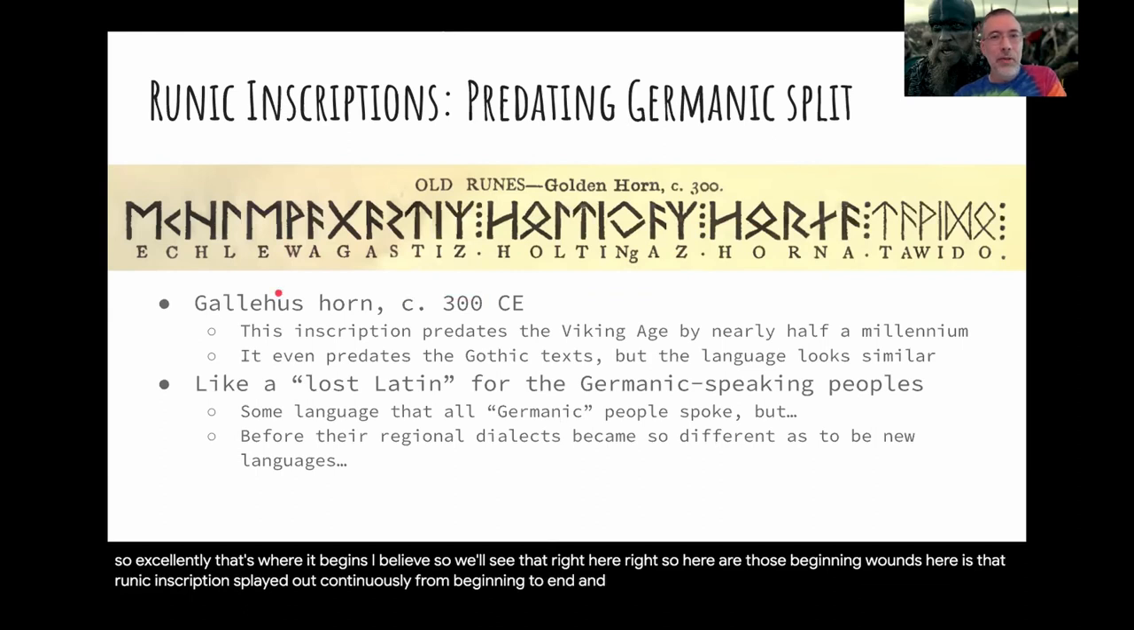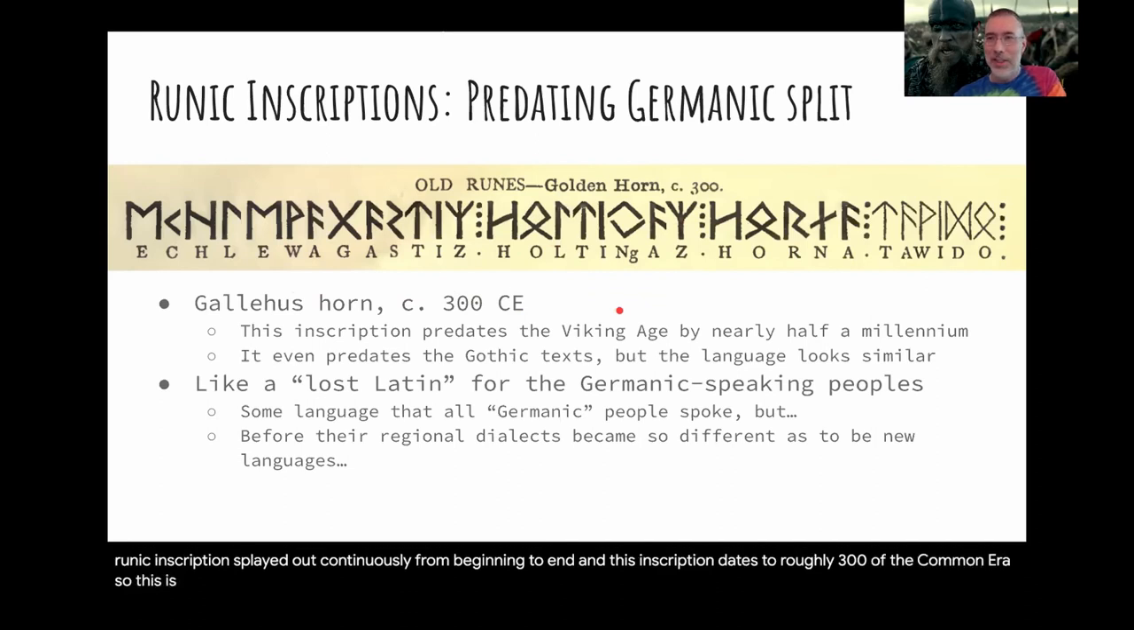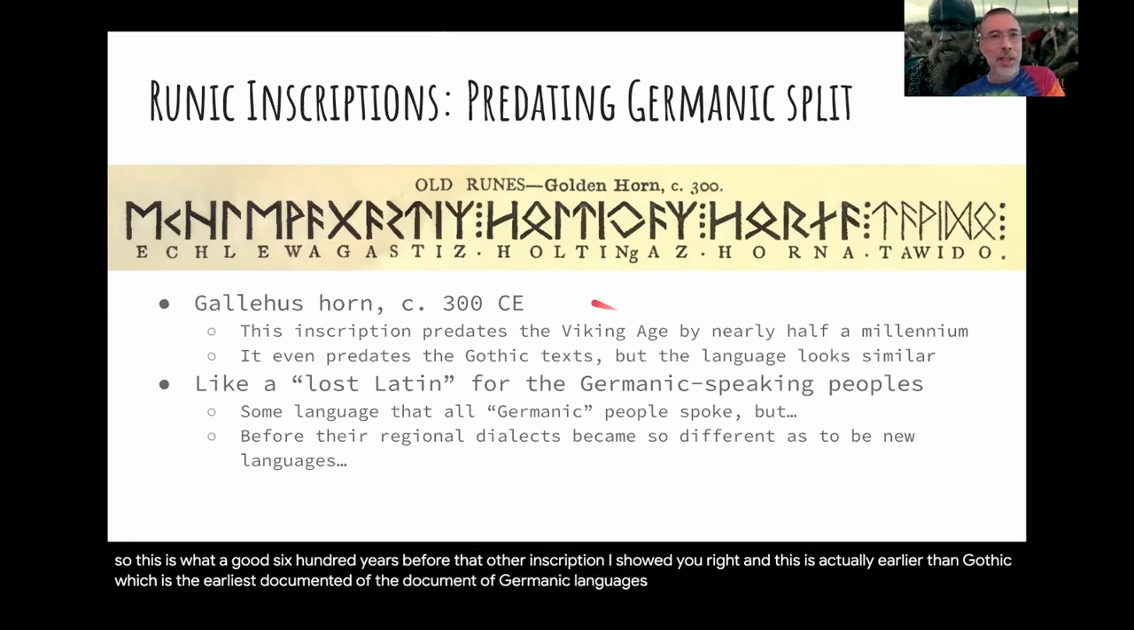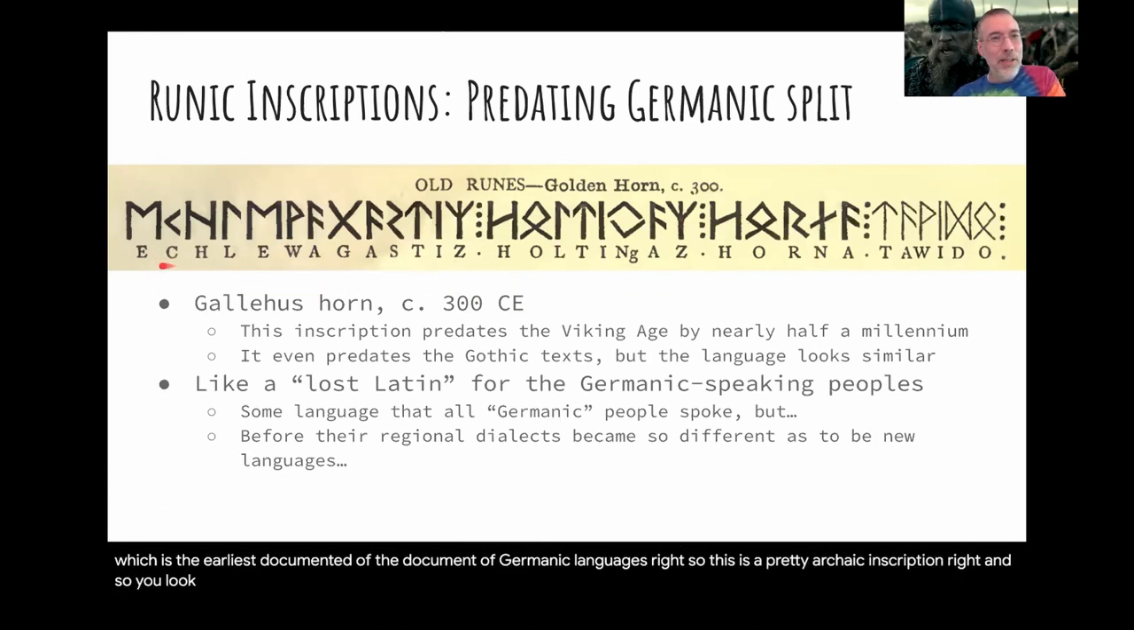And this inscription dates to roughly 300 of the Common Era. So this is, what, a good 600 years before that other inscription I showed you, right? And this is actually earlier than Gothic, which is the earliest documented of the documented Germanic languages, right? So this is a pretty archaic inscription, right? And so you look at it and you say, it says ich, which is in German, ich, in Middle English, ich, and in modern English, I.